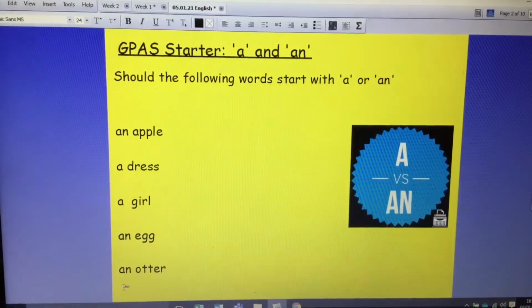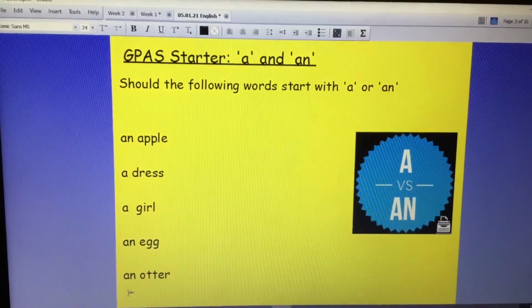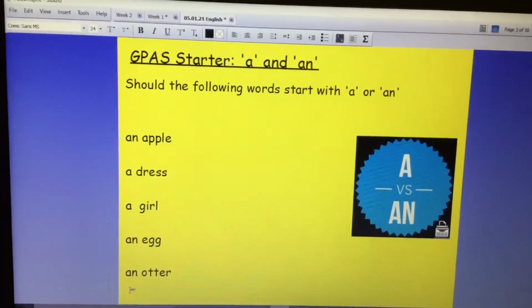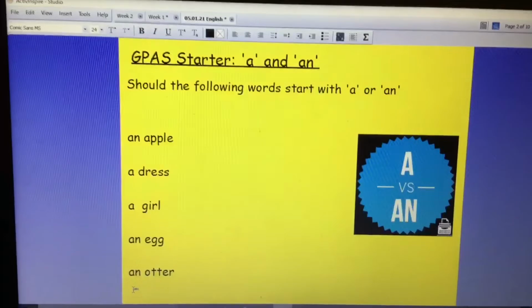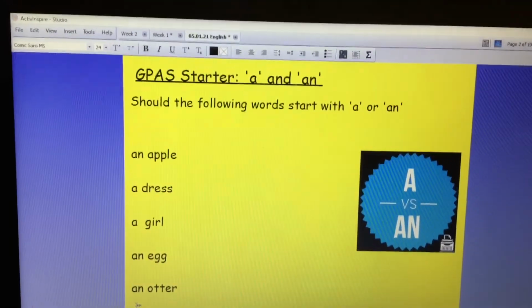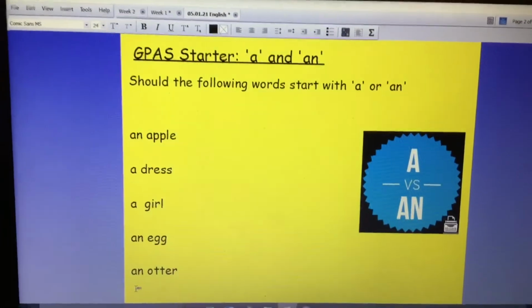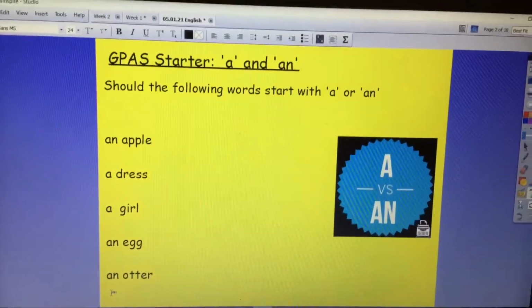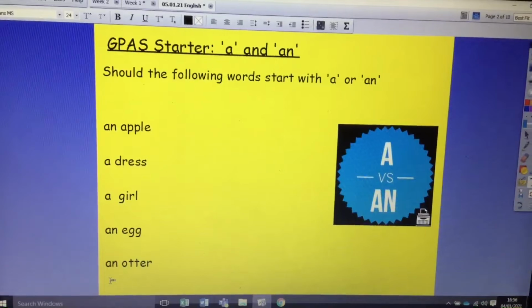Okay, I hope you enjoyed having a go at that. Here are your answers. Let's see if you got it right. An apple. It starts with an because it starts with a vowel sound. A dress, a girl. An egg, again, vowel sound. An otter, a vowel sound too. How did you do? If you want to, let me know via email.